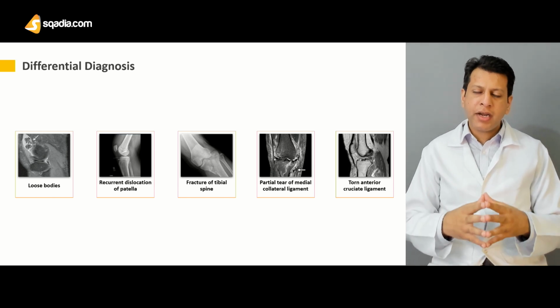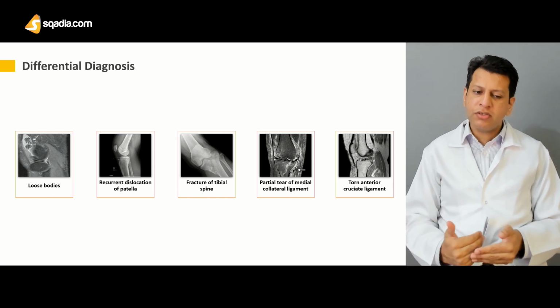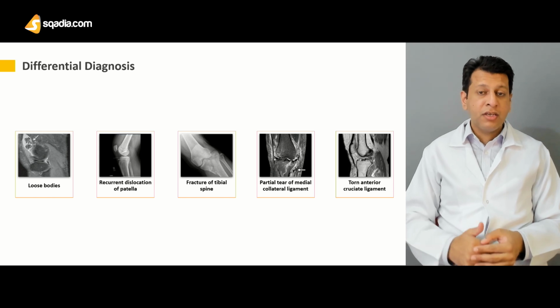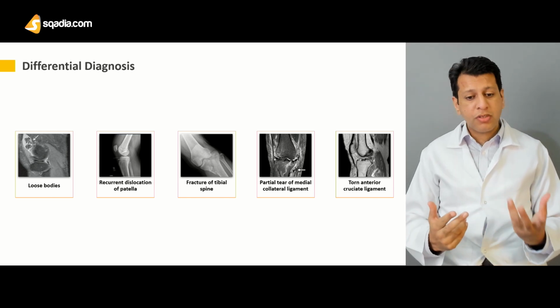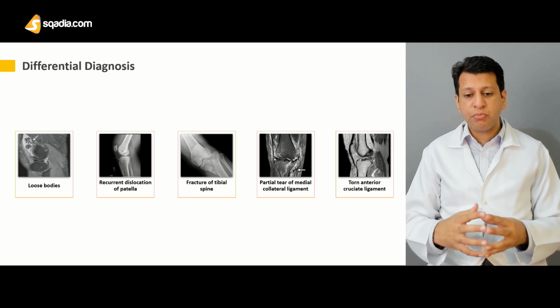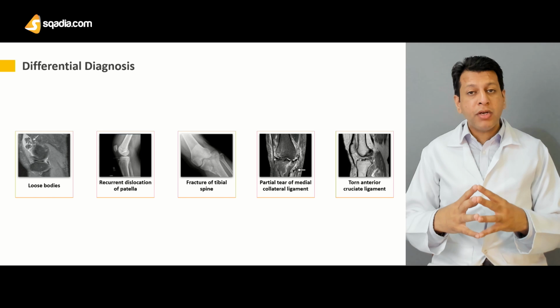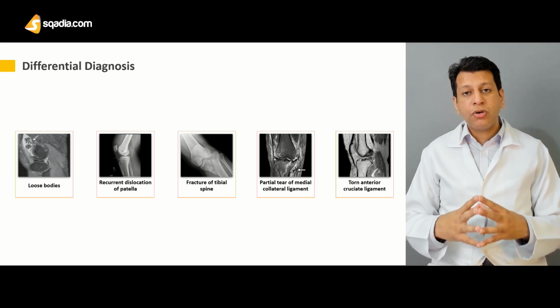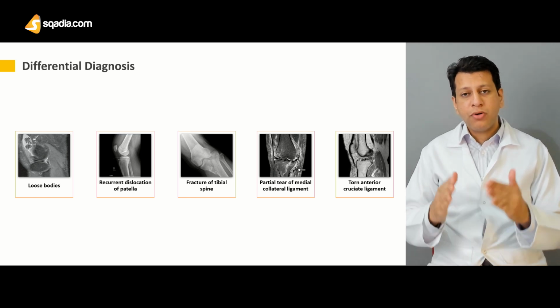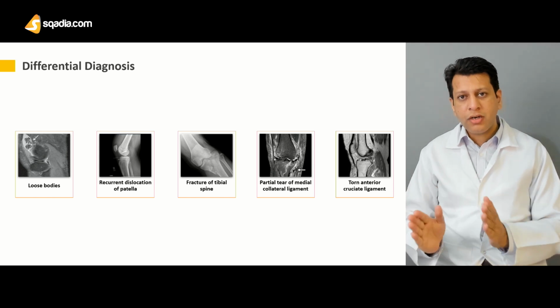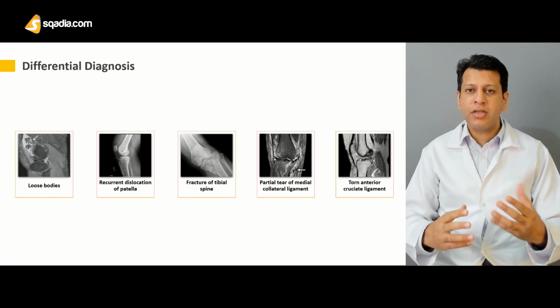Therefore, what is imperative is that we need to keep these differentials in our mind. There could be a meniscus injury, or it could be simply loose bodies or recurrent dislocation of the patella. There could be a fracture of the tibial spine, a partial tear of the medial collateral ligament, or there could be a torn ACL. Depending upon whether it's an isolated or associated injury, you need to deal with it accordingly.